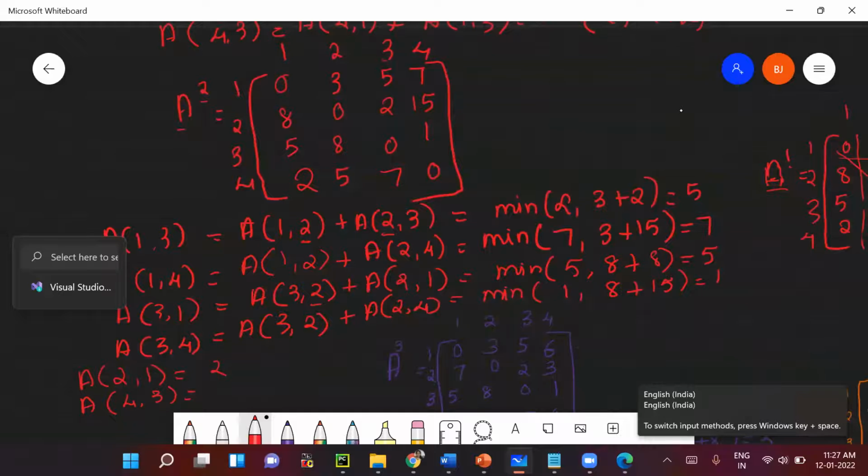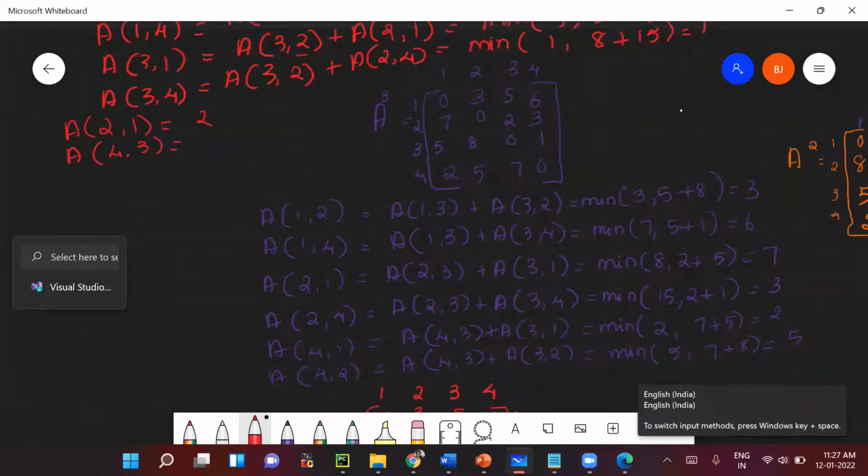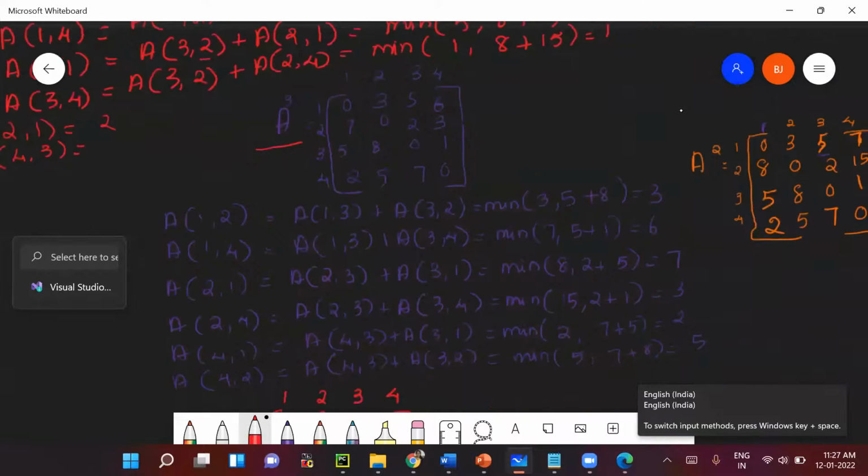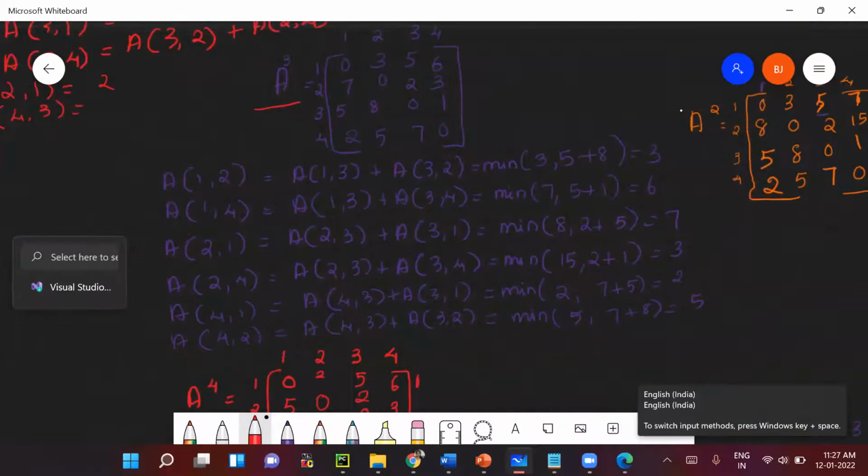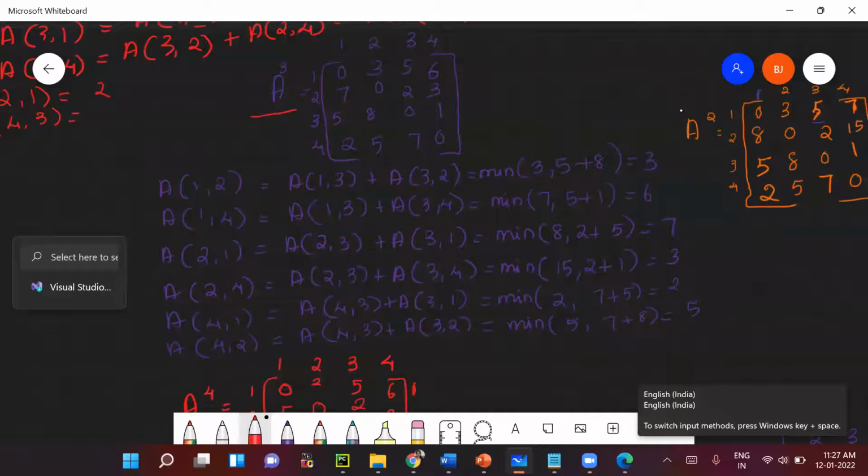So this we did for A2, taking 2 as intermediate vertex. Now in the next step, we will be constructing A3. Is it clear? So in this step, you will be using 3 as an intermediate vertex. Got it? And from A2, you will be constructing A3.